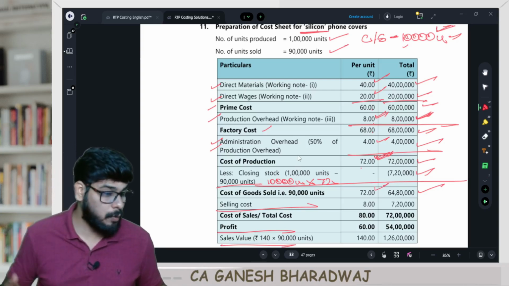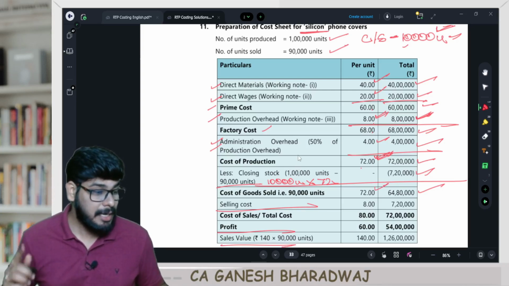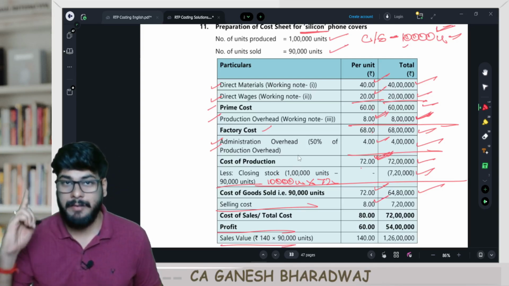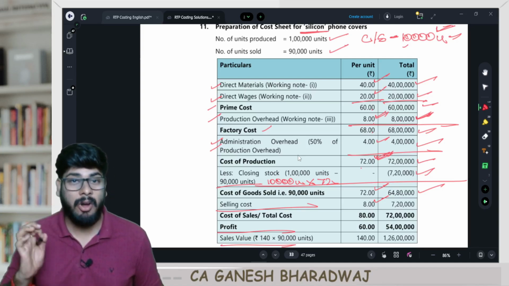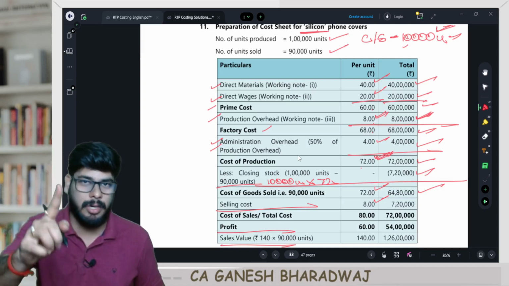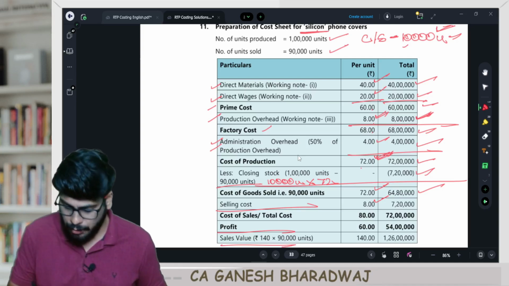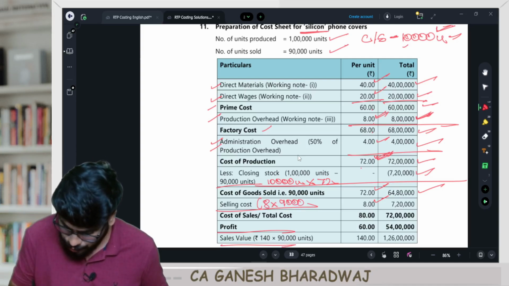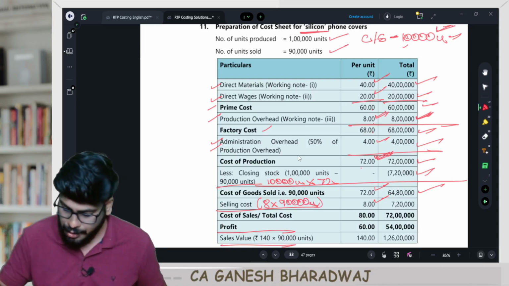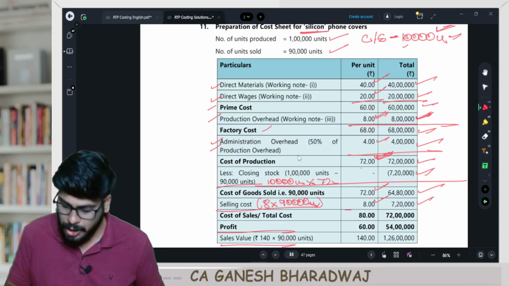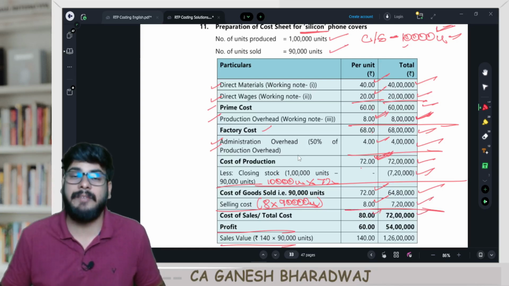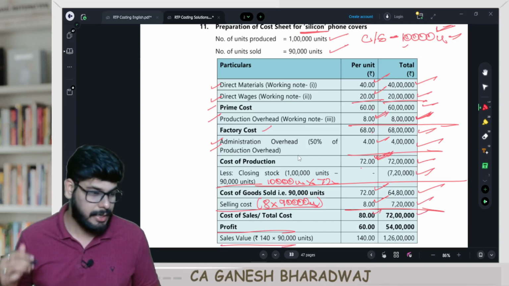Now, the next one, what have they given here? The selling cost per unit of silicon phone cover is 8 rupees, right? Be very, very careful. Selling cost is incurred per unit sold, not per unit produced. Are you clear with this? So here what you need to do is 8 into 90,000 units. You need to put it here. So 8 into 90,000 is going to be 7,20,000. You add it up, you get what? A total cost of 80 rupees per unit and 72 lakhs is the total cost of sales.